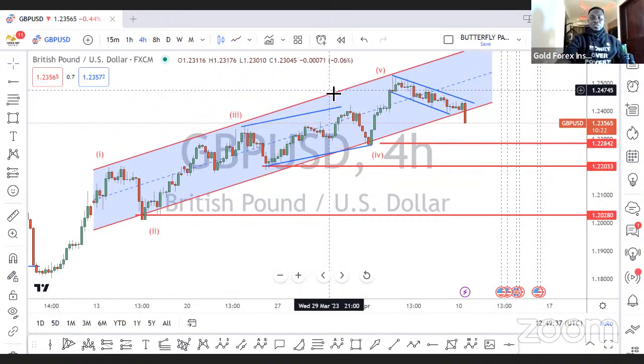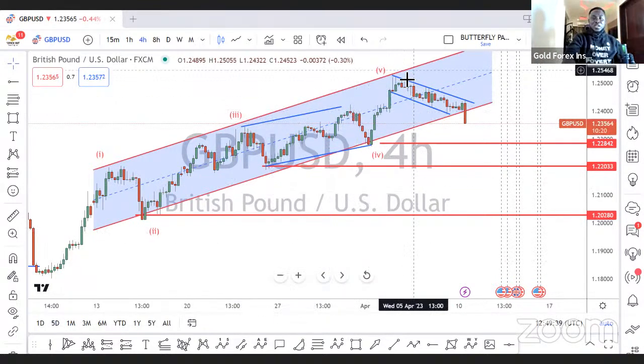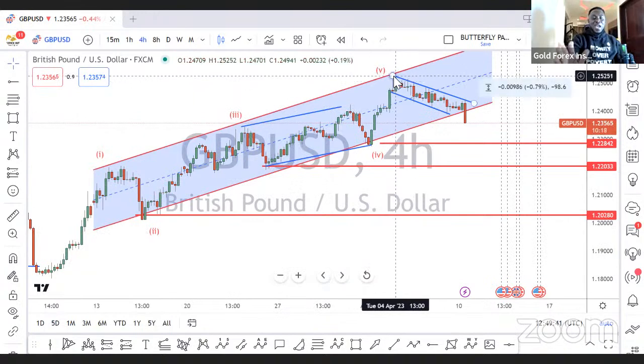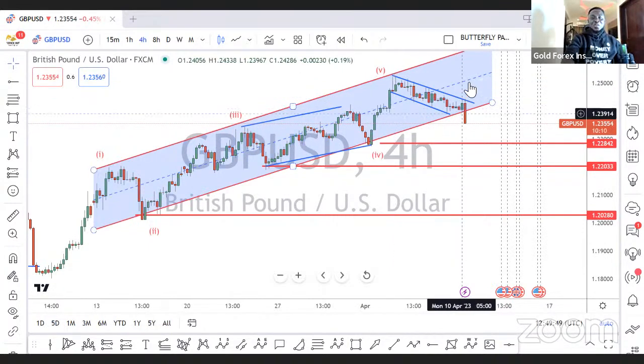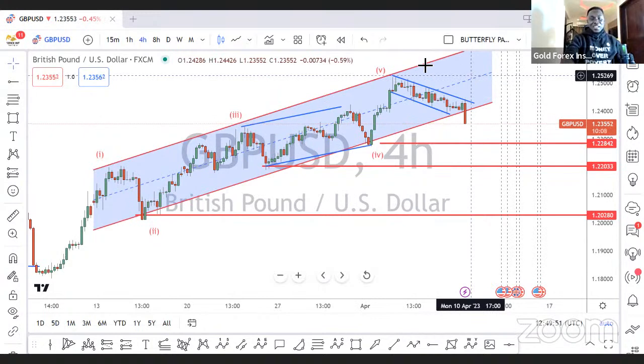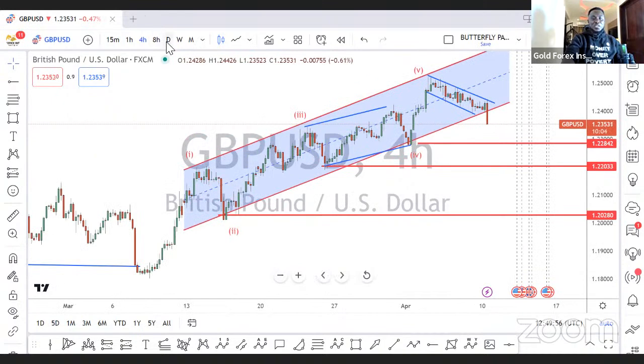So when I called this trade at the top, I sent it on Twitter, I sent it on Instagram, I sent it to the Telegram group, and a lot of people were doubting that this was going to go down. And here it is. Now, what's happened over here? Let me show you guys something.